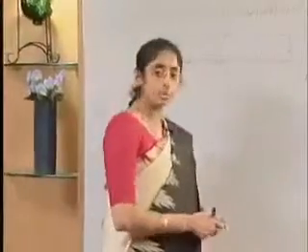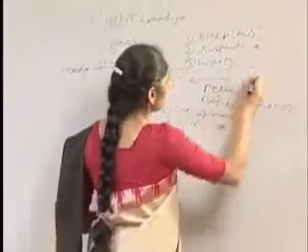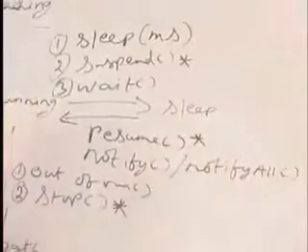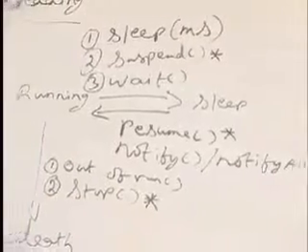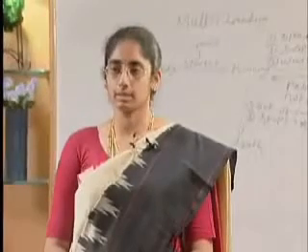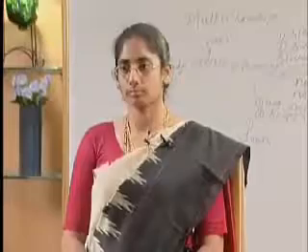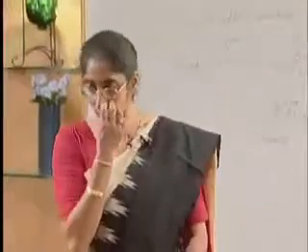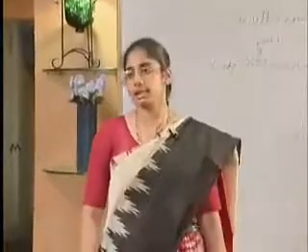Since JDK 1.2, the stop, suspend, and resume methods have been deprecated. It means to say that you should no longer use these methods. You just get a warning if you were to use them. It's not an error. So you should not ideally be making use of these methods.